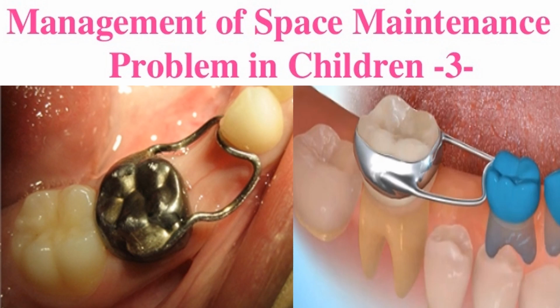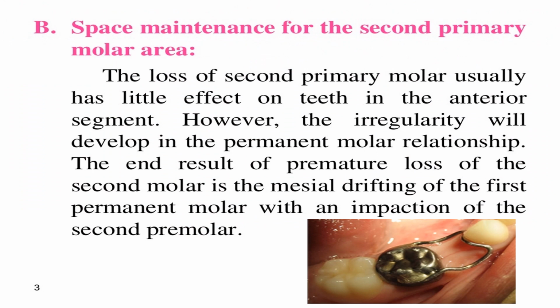Management of space maintenance problem in children. B. Space maintenance for the second primary molar area. The loss of second primary molar usually has little effect on teeth in the anterior segment. However, the irregularity will develop in the permanent molar relationship. The end result of premature loss of the second molar is the mesial drifting of the first permanent molar with an impaction of the second premolar.